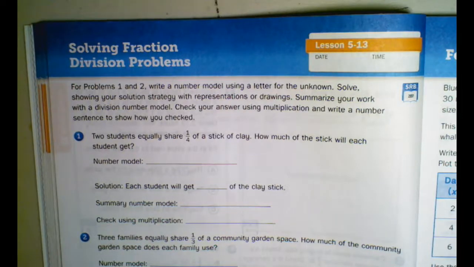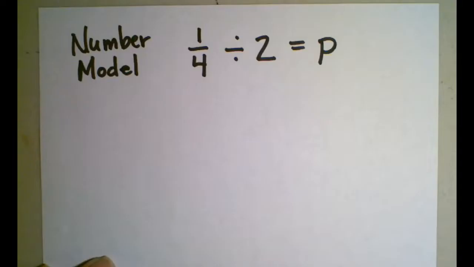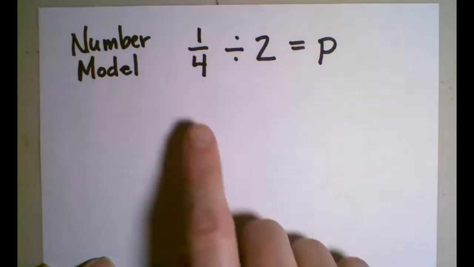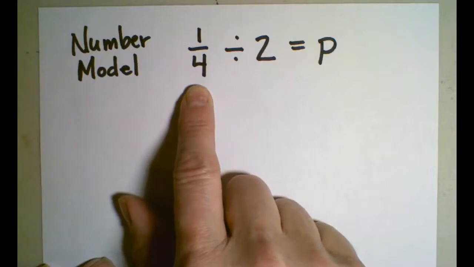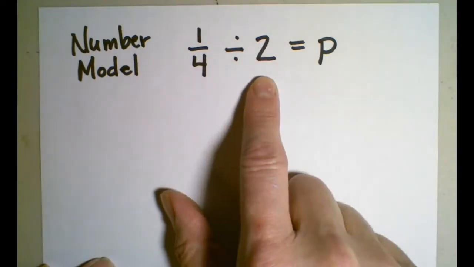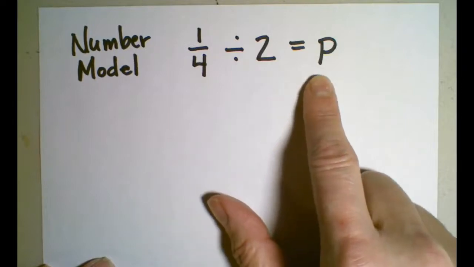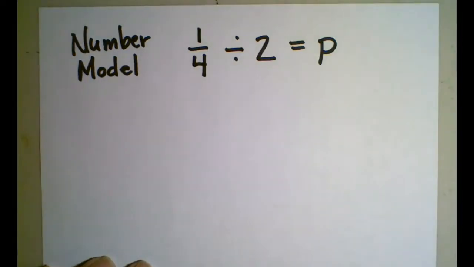Here's the first problem. Two students equally share 1/4 of a stick of clay. How much of the stick will each student get? So here we have a number model and a variable. The number model is 1/4. That's how much they had altogether. And two people are sharing the 1/4. So that is going to give me an answer. I've chosen to use P as a variable so that it represents the piece that each student would get.